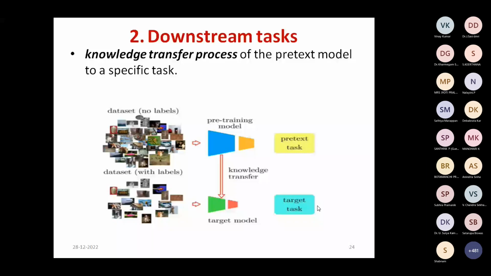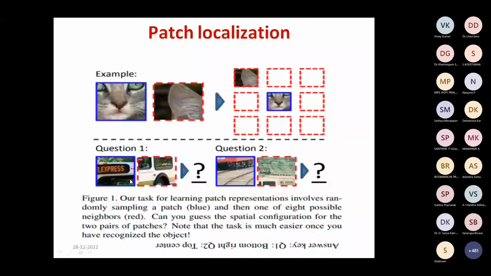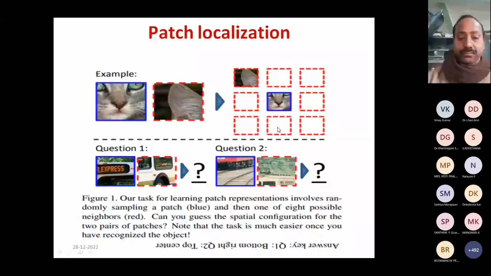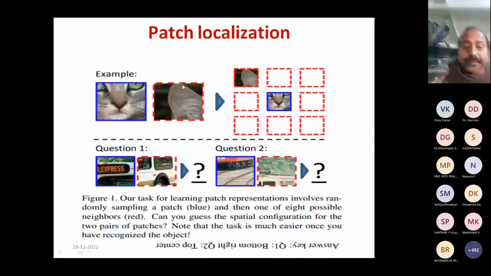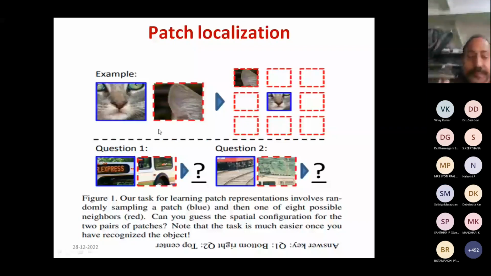This is how self-supervised learning happens in computer vision. This is quite a normal application we could see in Google search engines. Patch localization is also a self-supervised learning application.